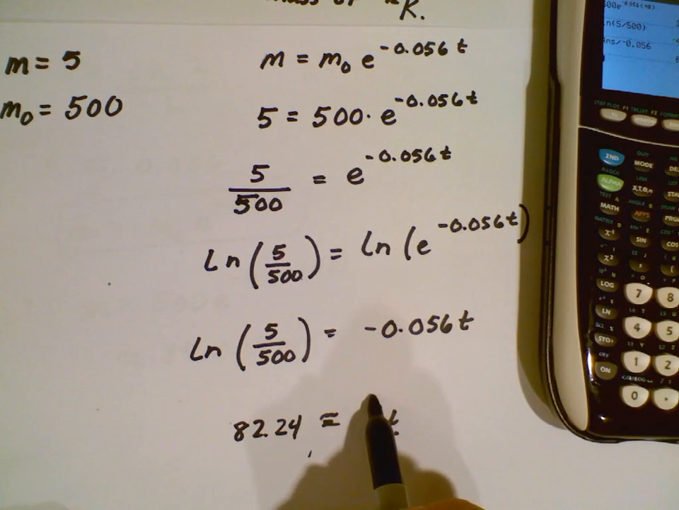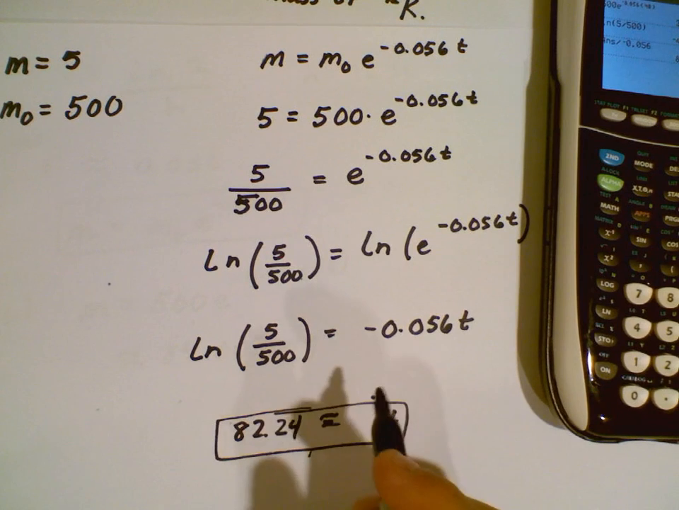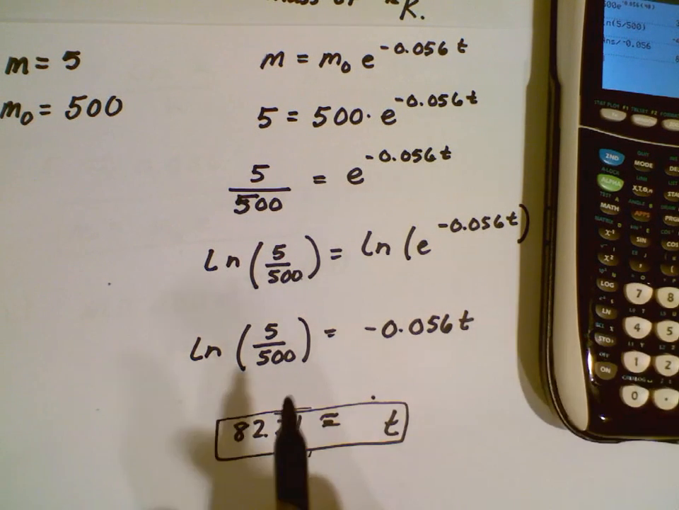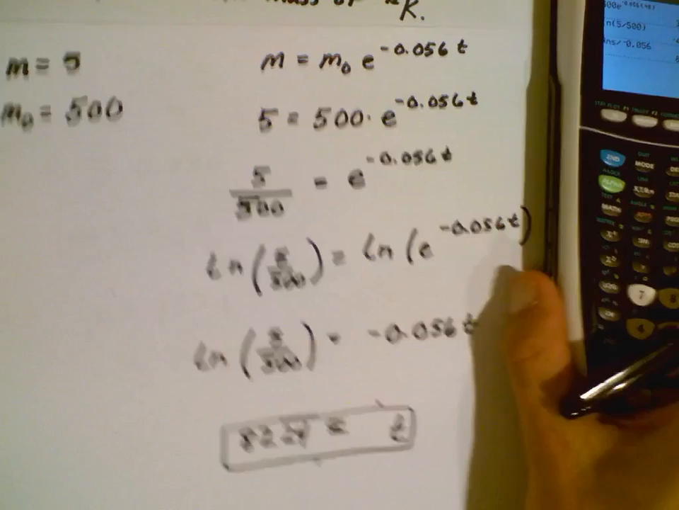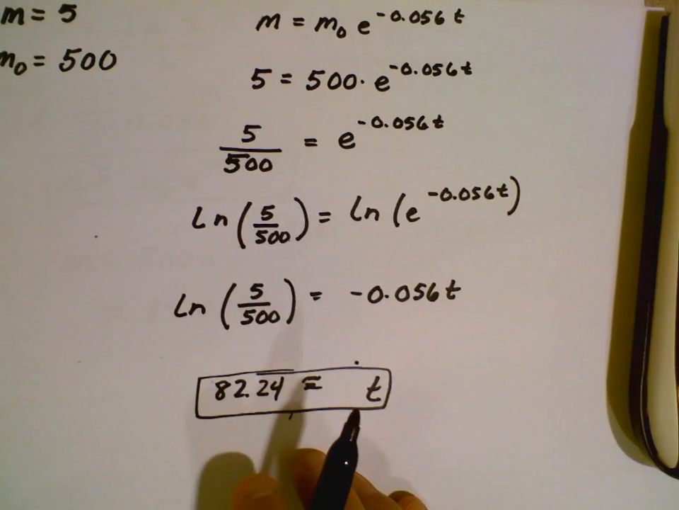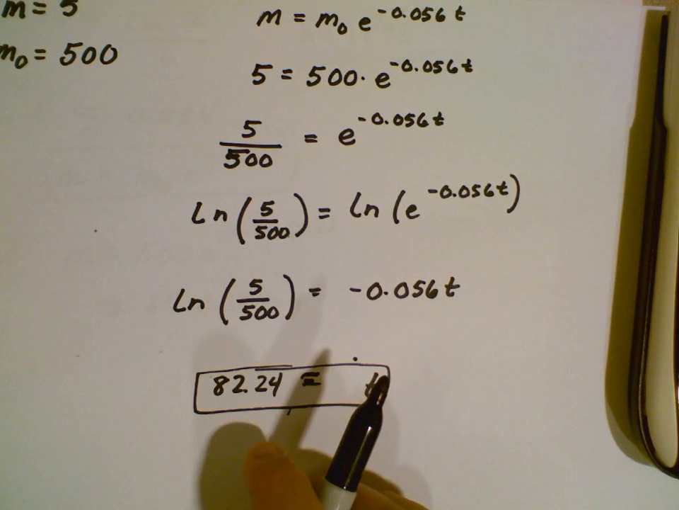So that's going to take about 82 hours, not 82 years if I said that, for the substance to decay to a mass of 5 milligrams. That's just another example of exponential decay, and another example of exponential and logarithmic models.